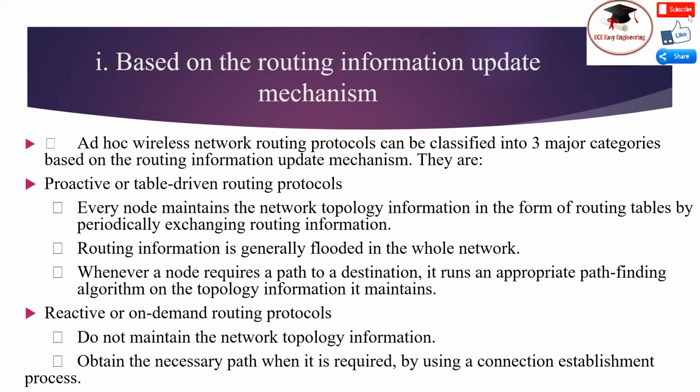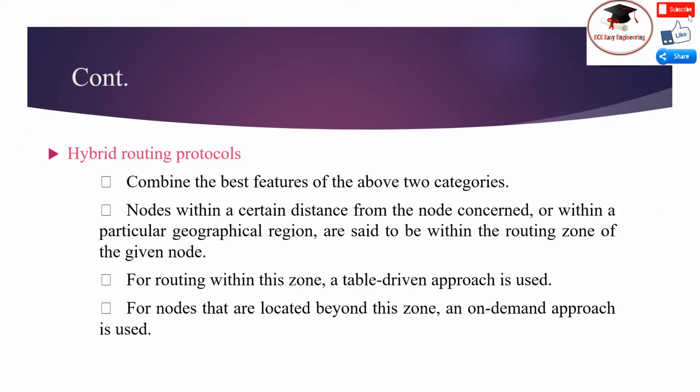They do not maintain the network topology information. They obtain the necessary path when it is required by using a connection establishment process. Third, hybrid routing protocol. Here, a combination of the best features of the above two categories is used. Nodes within a certain distance from the node concerned, or within a particular geographical region, are said to be within the routing zone of the given node. For routing within this zone, a table-driven approach is used. For nodes located beyond this zone, an on-demand approach is used.